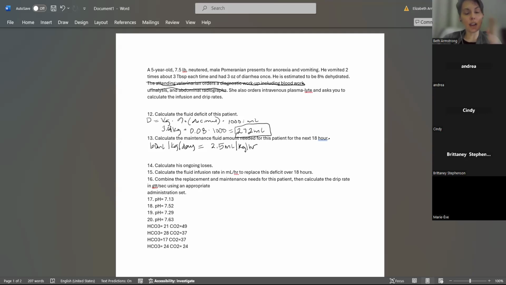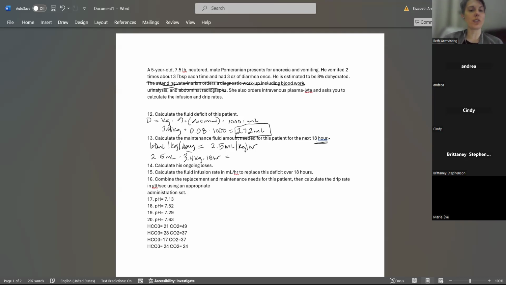I'm saying this because we don't need the entire day. We need 18 hours. So if we input the kgs and the hours that we need, we can get the total amount of fluids that we're actually going to need. So we'll take 2.5 mLs times the kgs, which is 3.4, and then times 18 hours.